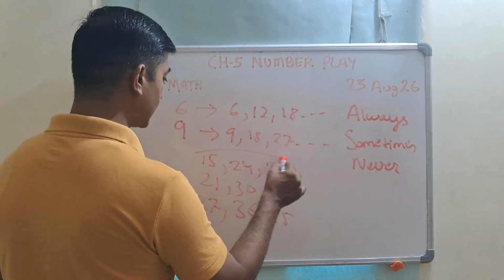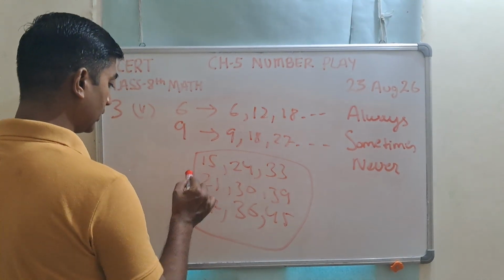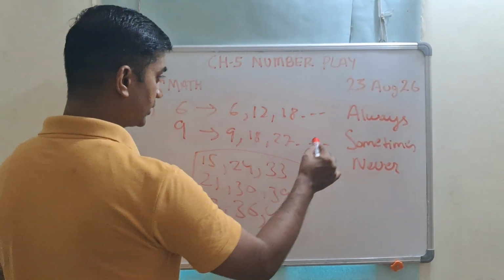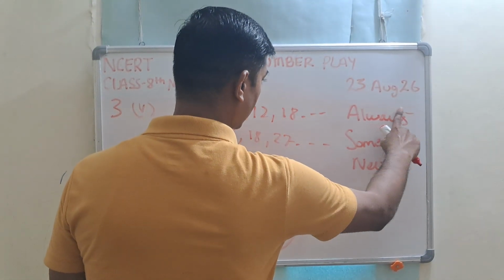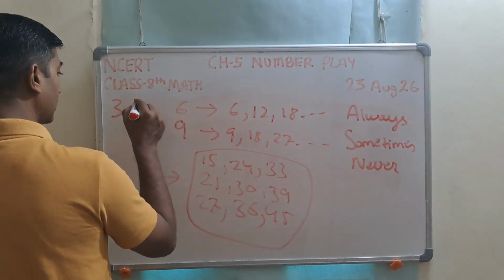Understood? So all these numbers are multiples of 3. So this condition is always true. Your fourth condition is always true.